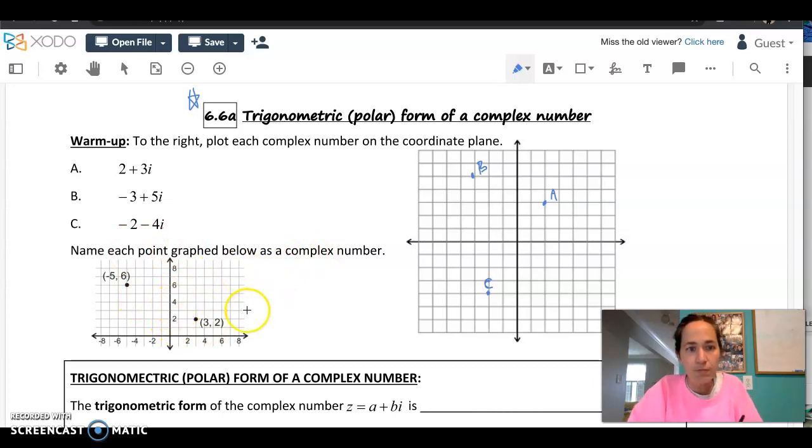Name each point graphed below as a complex number. I want you to get used to the fact that you could be given a rectangular point in ordered pair form. So 3, 2 would tell me exactly where to go, and I'd be plotting that point. From here on out, if I give it to you in this form, if I say 3 plus 2i, I want you to get used to the fact that this complex number still lands you in that exact same slot. So whether I give it to you this way or that way, we are referring to this point in quadrant 1. Here you've got negative 5, 6 in ordered pair format. That's just like saying as a complex number in rectangular form, negative 5 plus 6i.